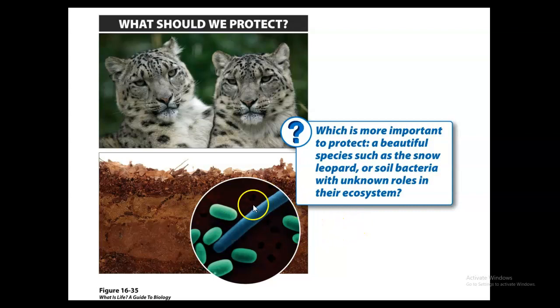Well, it's hard to tell which one. The soil bacteria might actually help the plants, remember, be able to take in nitrogen. If you have more plants growing, then you're going to be able to provide more of a food source for all animals, as well as reduce the carbon footprint.